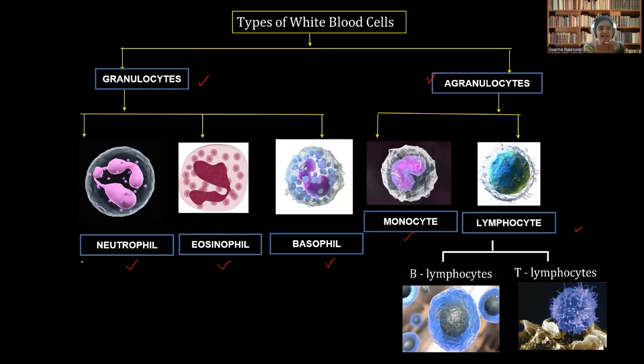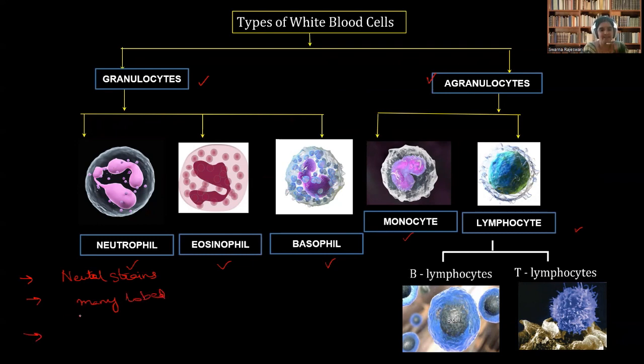So first I will be explaining about the neutrophil. These neutrophils don't take any stain. We can say that they take neutral stains, meaning they don't form any color with the stains. And when we see the nucleus of these neutrophils, it is many lobed, meaning more than three lobed.